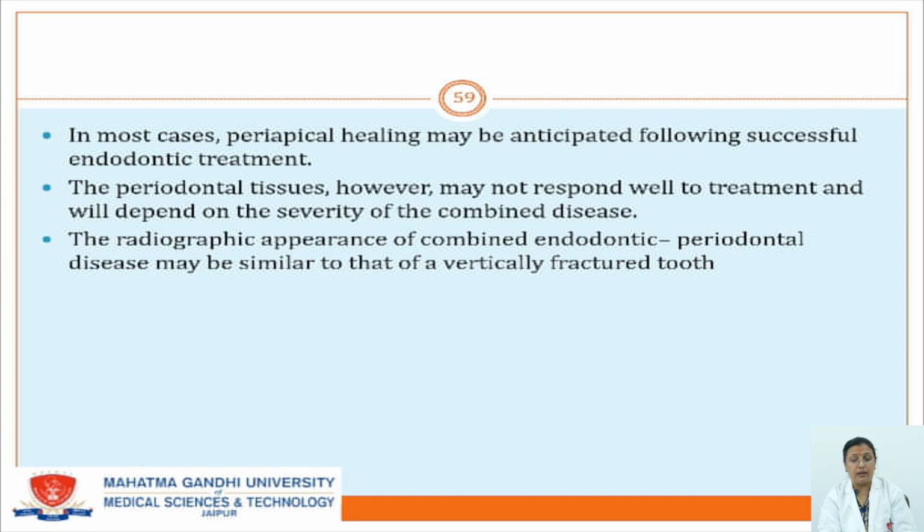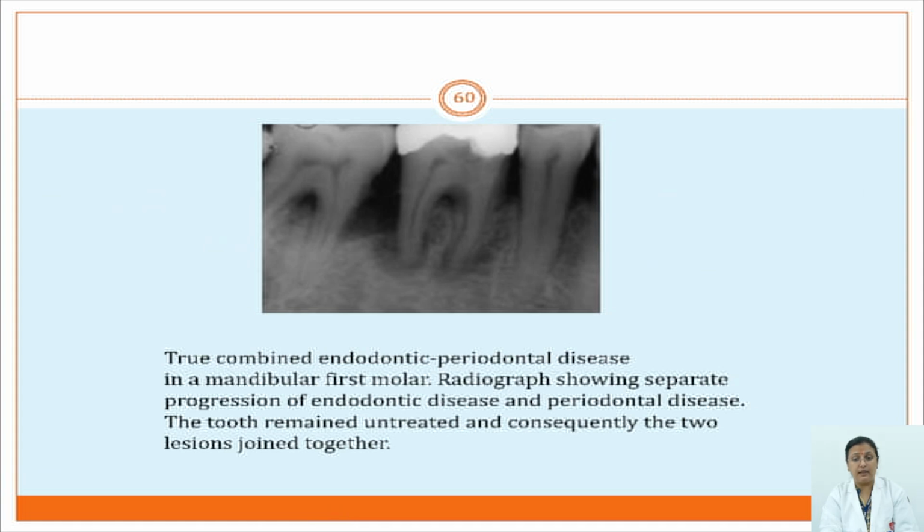The radiographic appearance will be similar to that of a vertically fractured tooth. That is, a J-shaped radiolucency can be seen. So basically, you can see in the picture, this is a true combined endodontic and periodontal disease in a mandibular first molar. There is separate progression of endodontic and periodontal disease. The tooth remained untreated and consequently the two lesions joined together. There was a filling, so there was an endodontic cause as well, but continuous non-treatment of the case led to horizontal and vertical bone loss also.